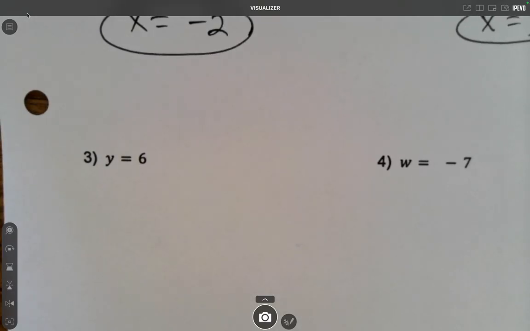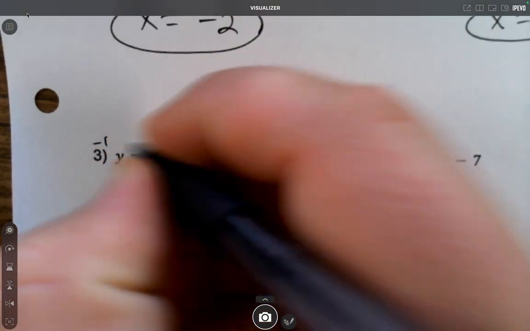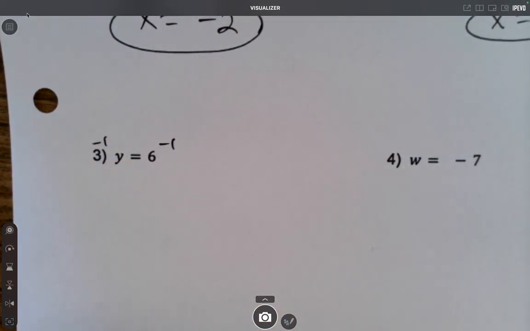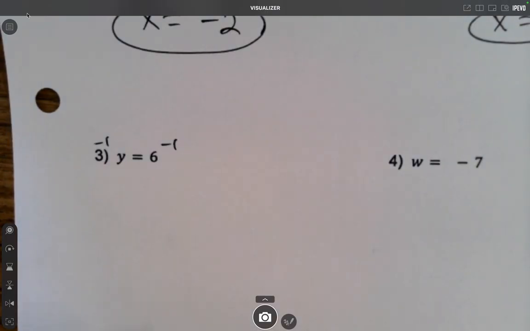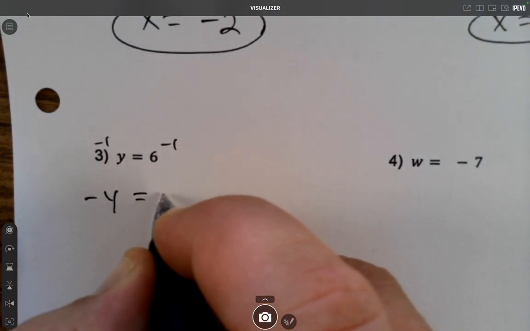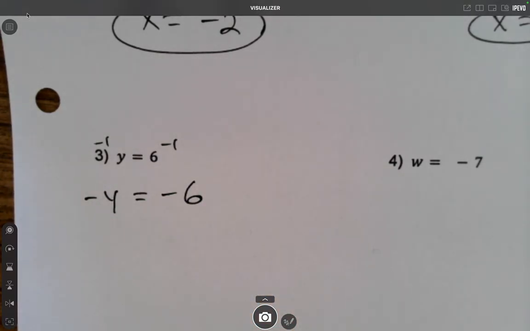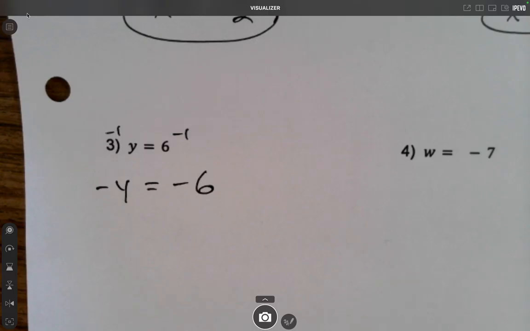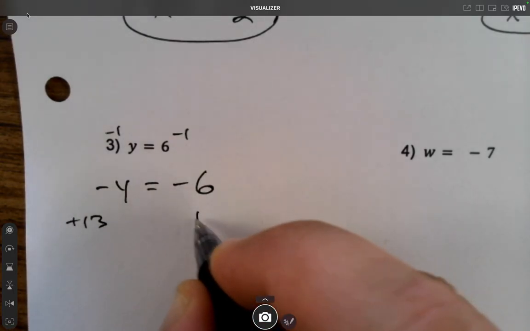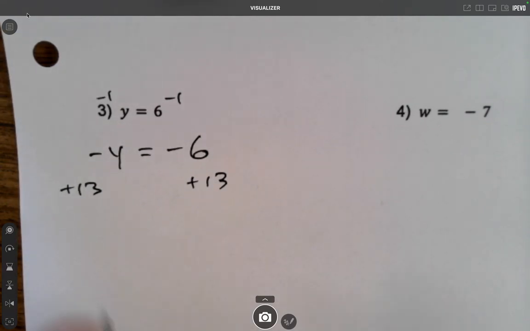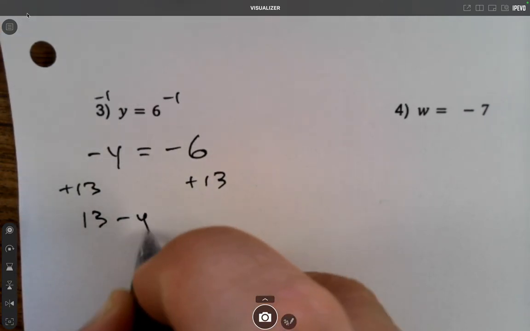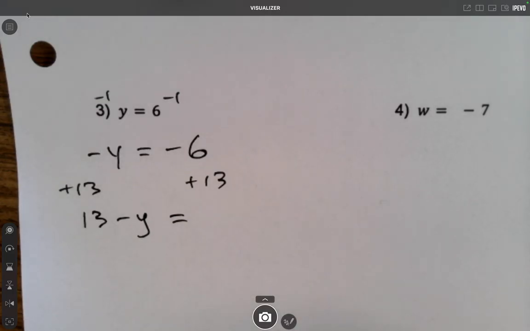Okay. I'm going to multiply both sides by negative 1. That gives me negative y equals negative 6. Now I'm going to add 13 to both sides. And because I like to shake things up, I'm going to put the 13 first on this side and write it as 13 minus y, and negative 6 plus 13, which is 7. This may look simple, but I know this area right here may confuse many.